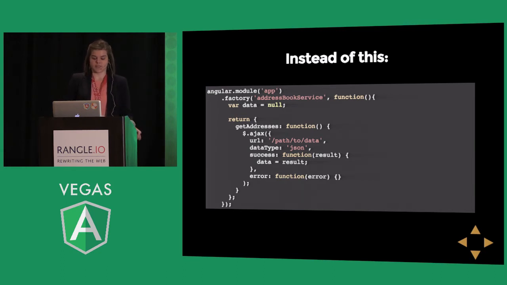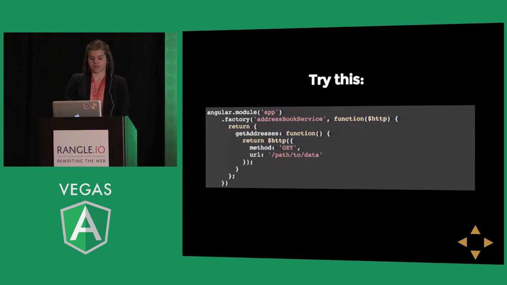So this isn't really something that we can test easily. We can't really mock out AJAX this way. A better way to do this would be, in this address book service factory, to inject the HTTP service. We have to change a little bit of our code here, but this way we can mock it out and we're properly using what Angular's already given us.